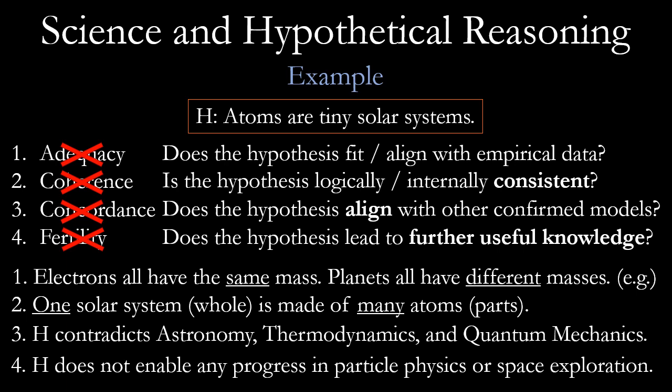All right, so the hypothesis that atoms are tiny solar systems is not really a plausible, credible hypothesis. It's not really worth dedicating a whole lot of time and attention to. It's not really worth dedicating a whole lot of experimentation or resources to in this case, because it fails to meet all these criteria for a plausible hypothesis.